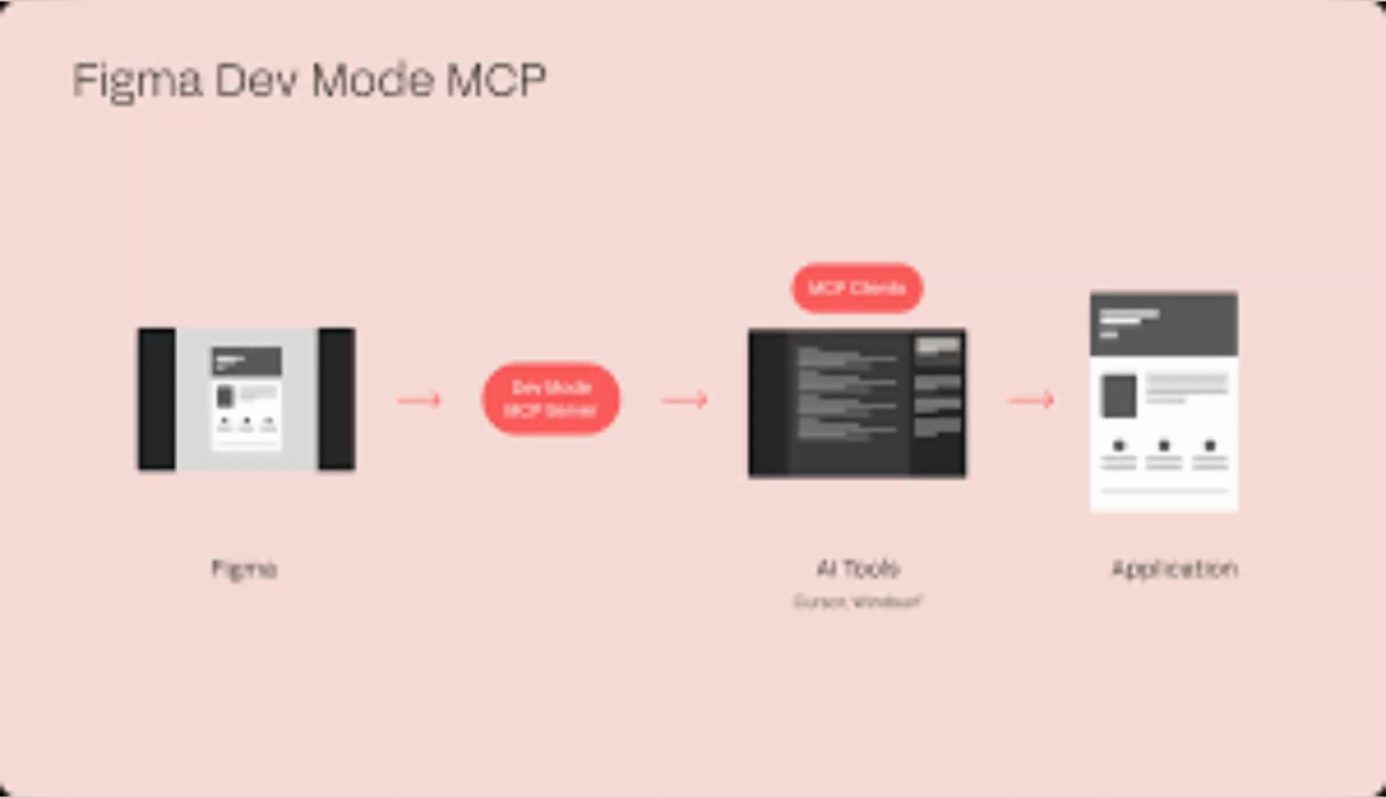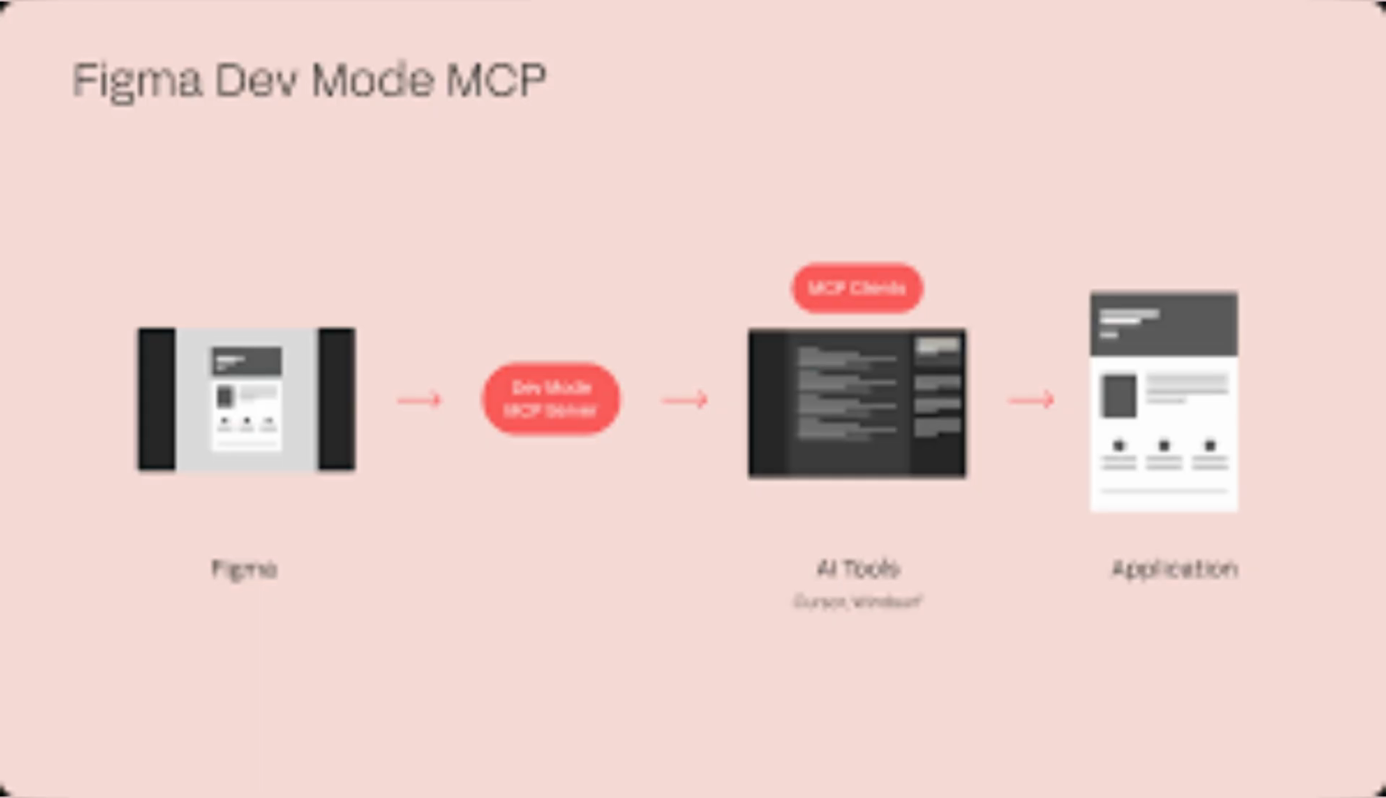After activation, Figma will display a confirmation message along with a local URL. In most cases, the address will look like http://127.0.0.1:3845/MCP. Copy that URL because you'll need it to connect your AI tool.